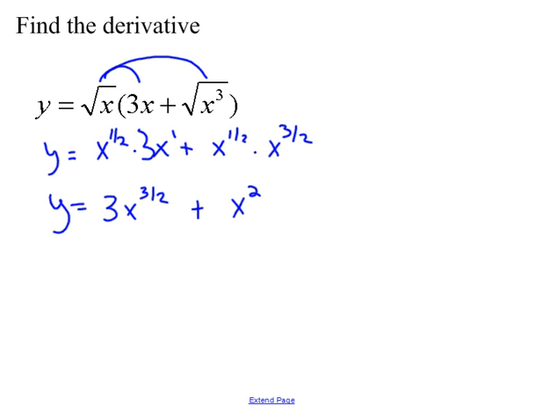And now I go through here and do 3 times 3 halves, which gives me 9 halves. Reduce 3 halves by 1, so minus 2 halves, right, which is going to be 1/2. And power rule here is 2x to the first, but again, I'm not going to write to the first power.